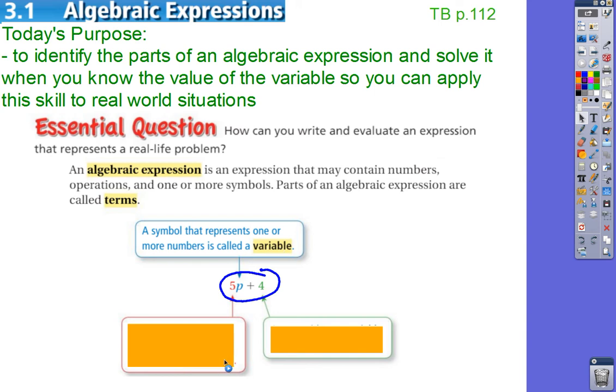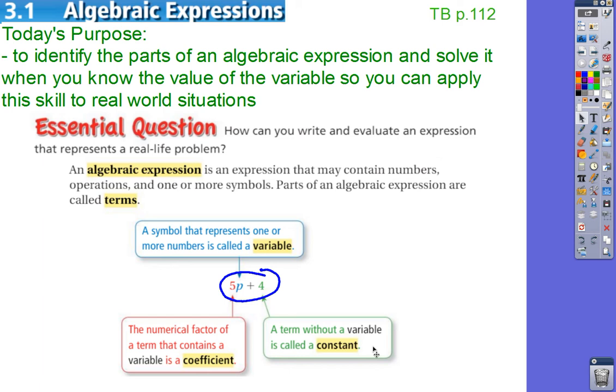Okay, the next part of the expression we're going to talk about is the 5. The numerical factor of a term that contains a variable is a coefficient. To put this more simply, it means any number that is in front of the variable. It's right beside it, right in front of it. That is the coefficient. Coefficients and variables are always multiplied together. The last part of our number sentence is the constant. Now, the constant is any number that is either getting added or subtracted in a number sentence.